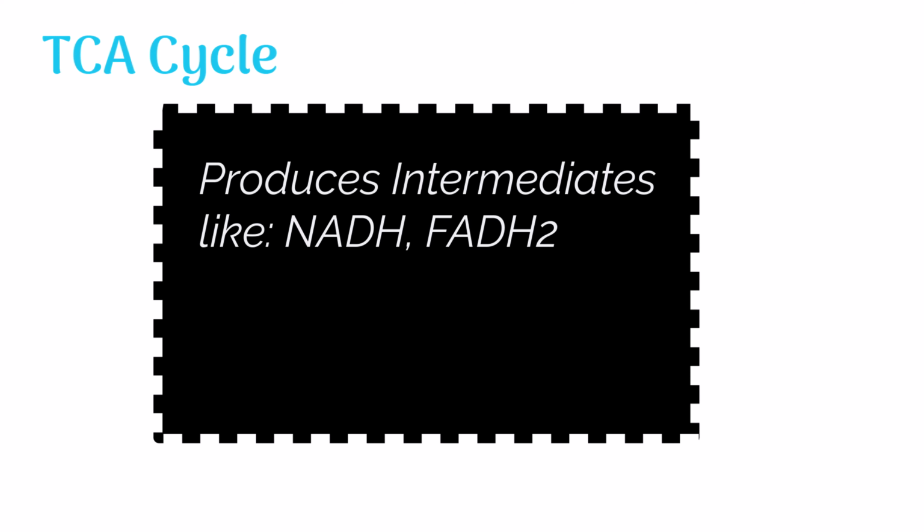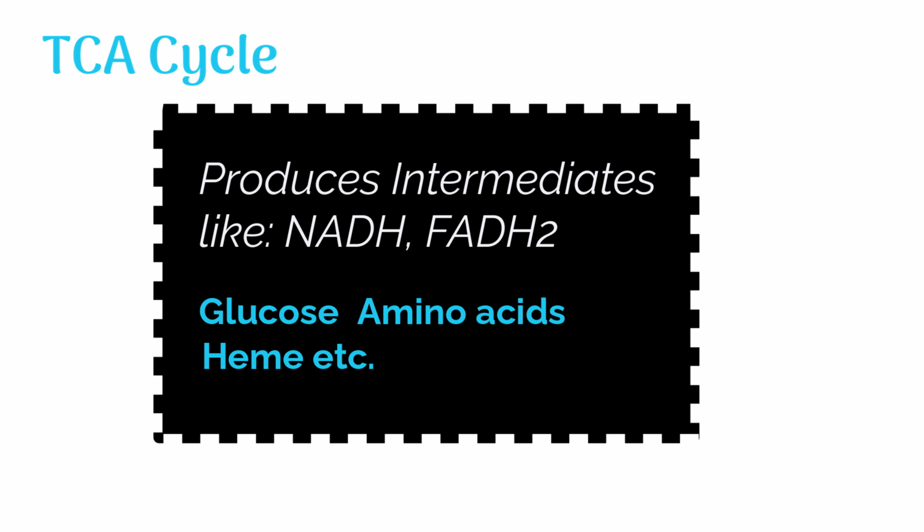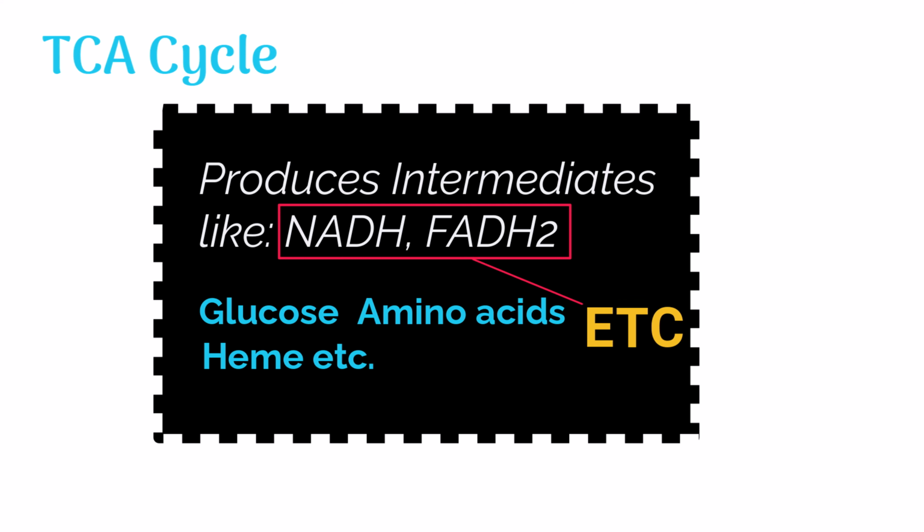TCA cycle also produces some intermediates like NADH and FADH2. These energy-rich molecules are vital for the formation of glucose, amino acids, and heme, etc. These intermediates of TCA cycle release further energy in another pathway called electron transport chain or ETC in short.